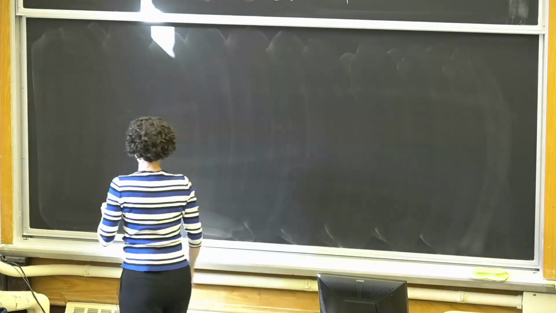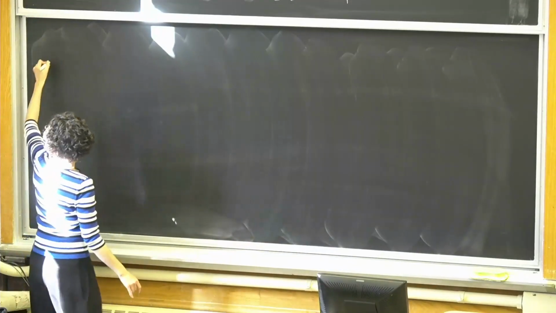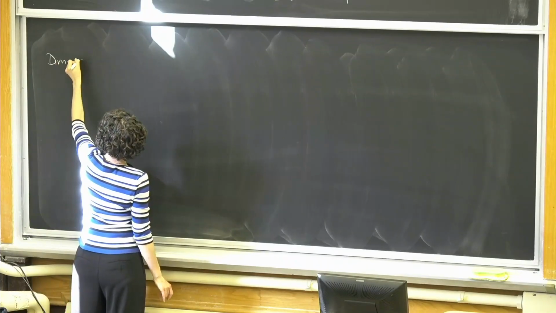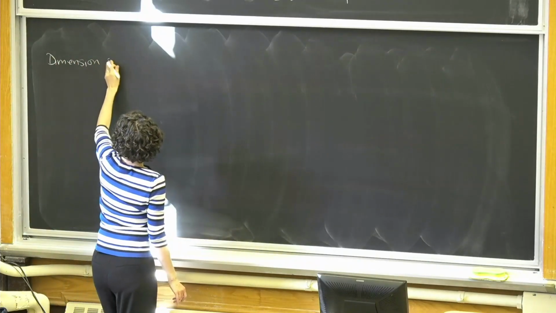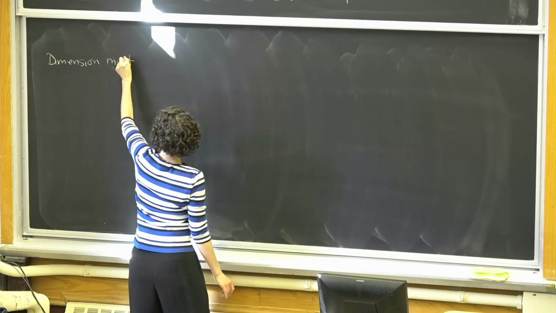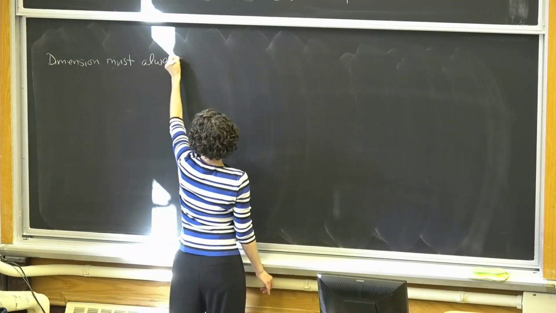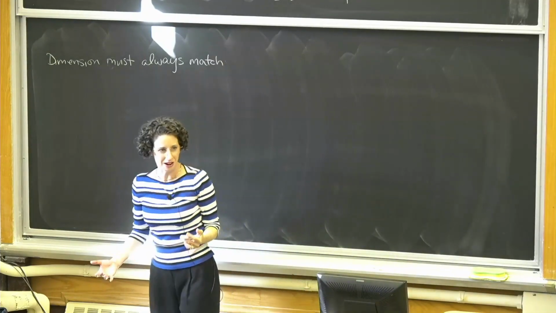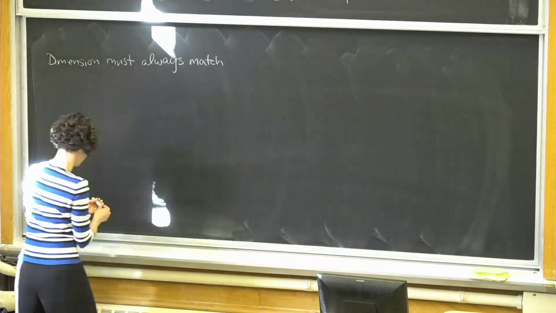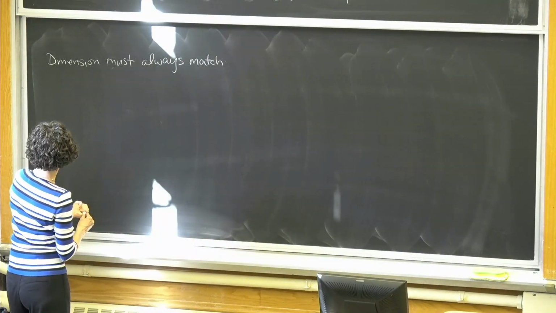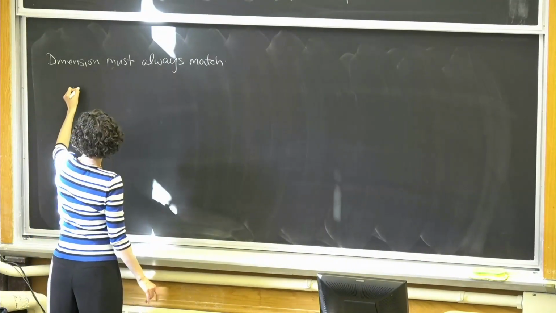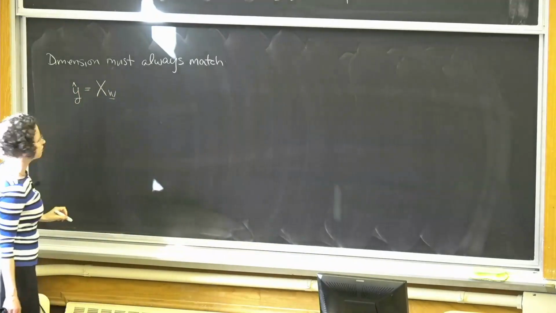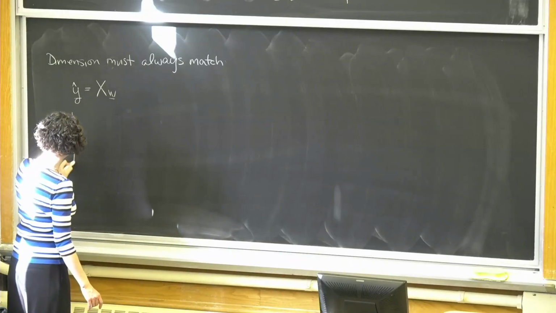So one thing that I find to be really helpful to keep in mind is this notion that dimensions must always match. It's a really simple concept, but every time I have a bug in my code, it's the first thing I check, so it's just helpful to make it explicit. So in particular, we have this expression y hat is equal to xw. And so I picture this as follows.